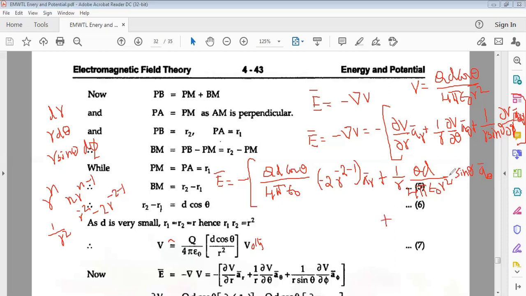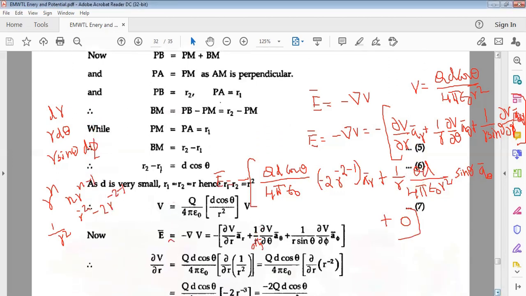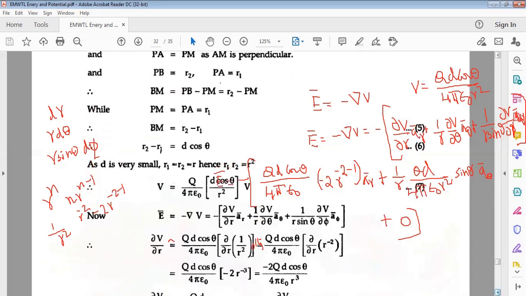And the third term, 1 by r sin theta into dou v by dou phi. There is no phi here. It's totally a constant. The derivative of dou v by dou phi is 0. Derivative of a constant is 0. So there is no third term. After applying the derivative, the third term gives 0. Got it, my dear friends?